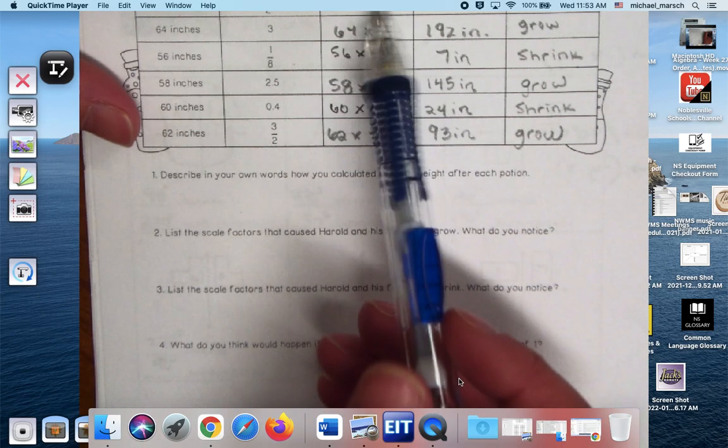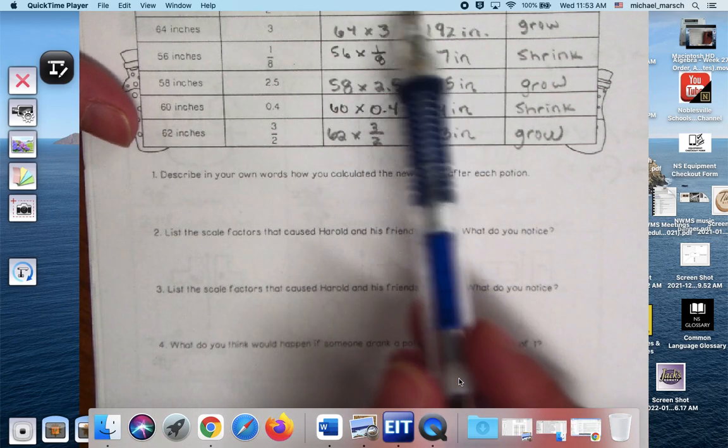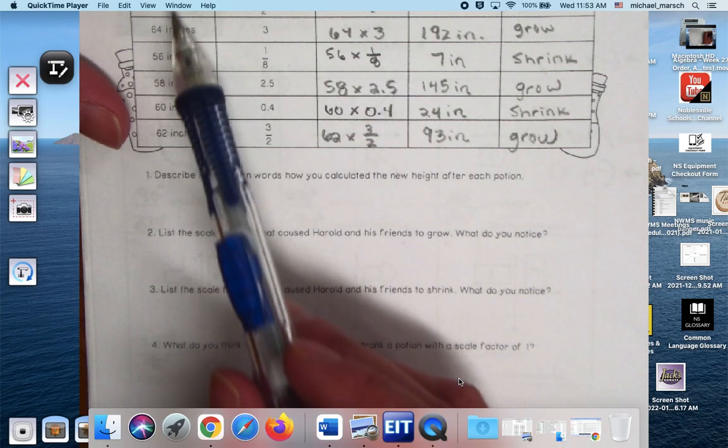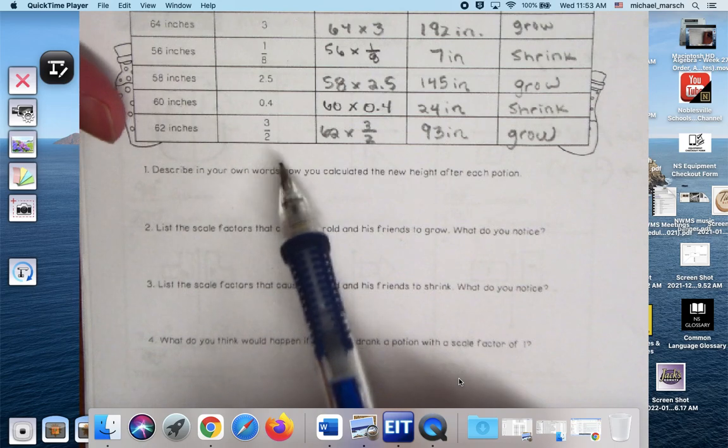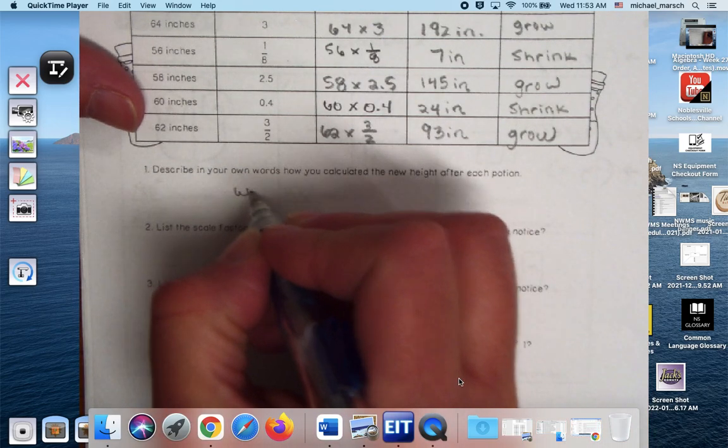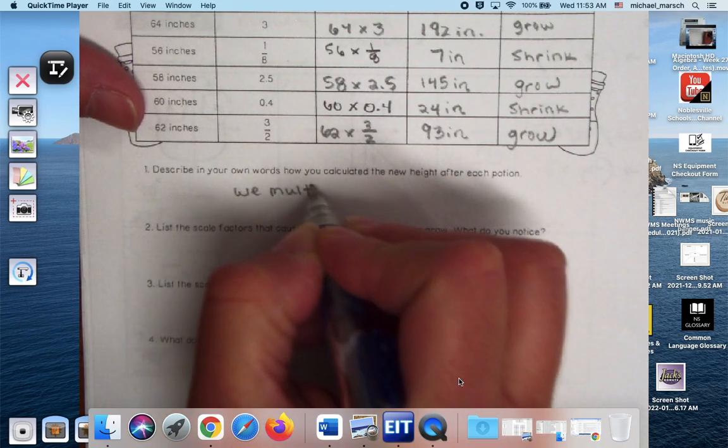Did we calculate the new height? What math did we do with our original height and the scale factor potion? We multiplied our original height times the potion scale factor.